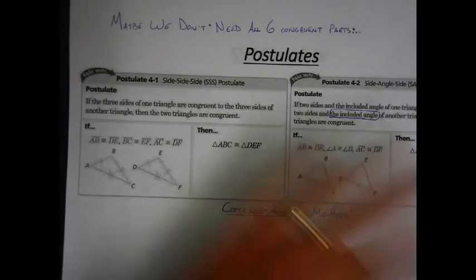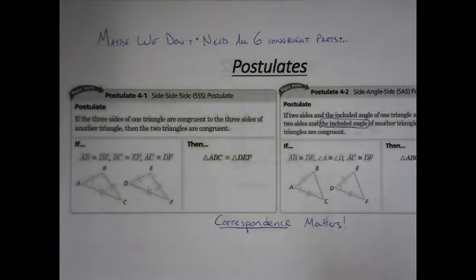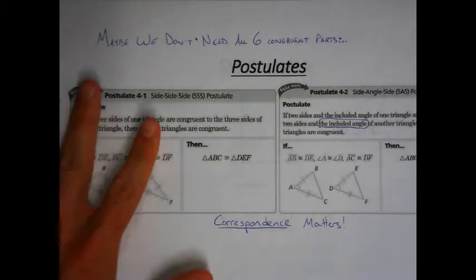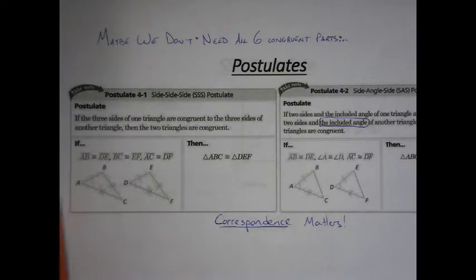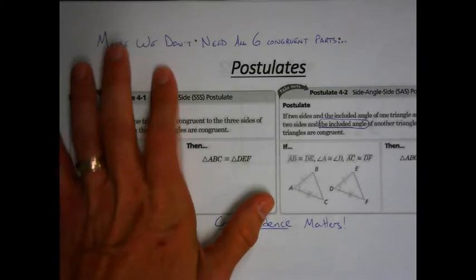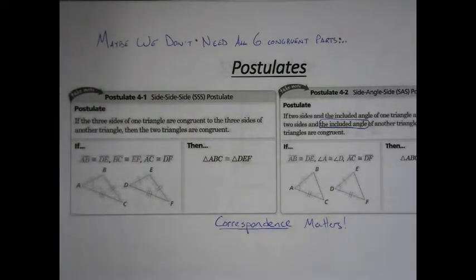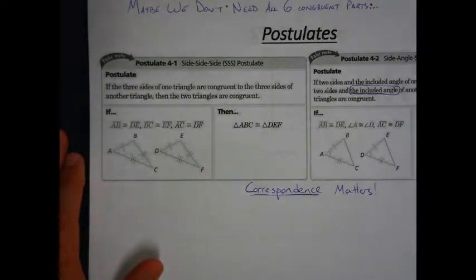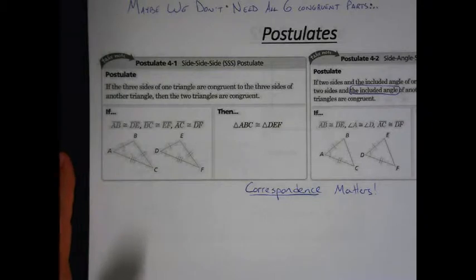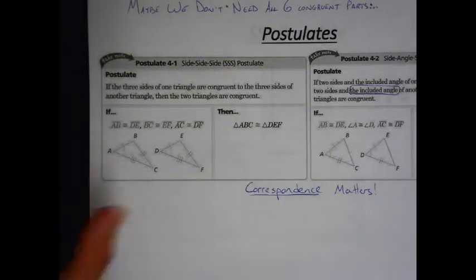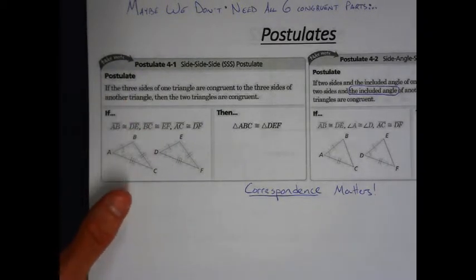Now, the last lesson we left off with, we talked about proving congruence by using all of the parts of triangles. And so we got a couple of postulates here that we're going to use. And basically, we're going to say, well, maybe we don't need all 6 congruent parts to prove congruence. And that's exactly the case. So we got two postulates we're going to talk about. The first one is the side, side, side congruence postulate. And we're going to talk about, well, if there are 3 sides of one triangle that are congruent to the 3 sides of another triangle, then the 2 triangles are congruent.